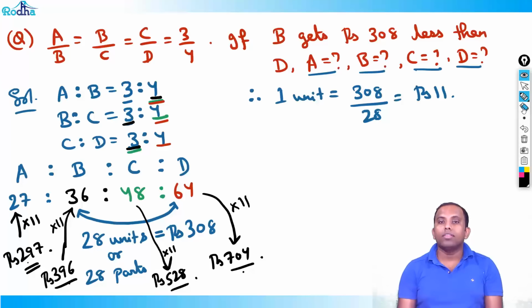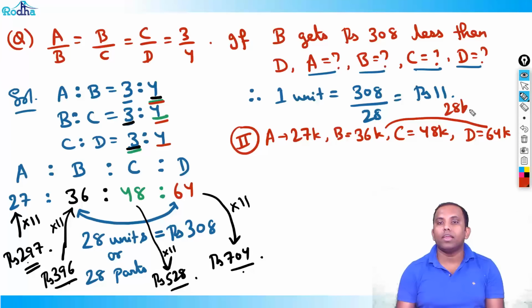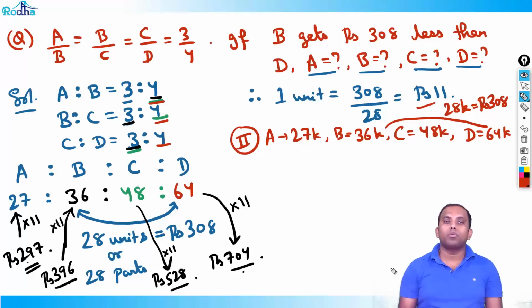Correct? The method 2 you can also think of. What is method 2? It's actually the same thing. In method 2 you can assume A has got 27k, B has got 36k, C has got 48k and D has got 64k. Now difference of B and D. So 28k is equal to rupees 308. Same thing. K equal to 11. So that's basically the same thing.